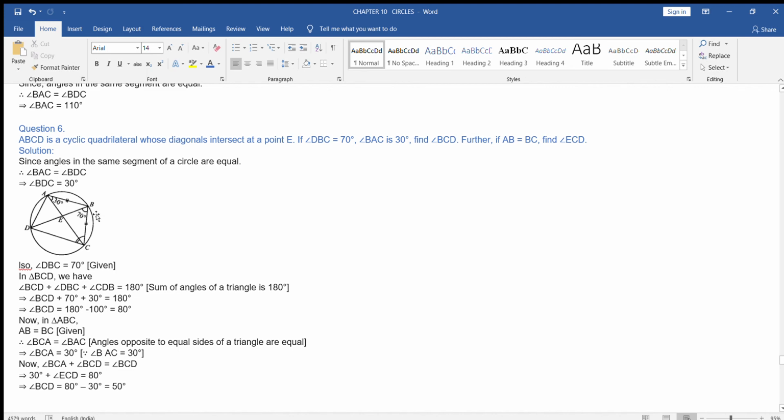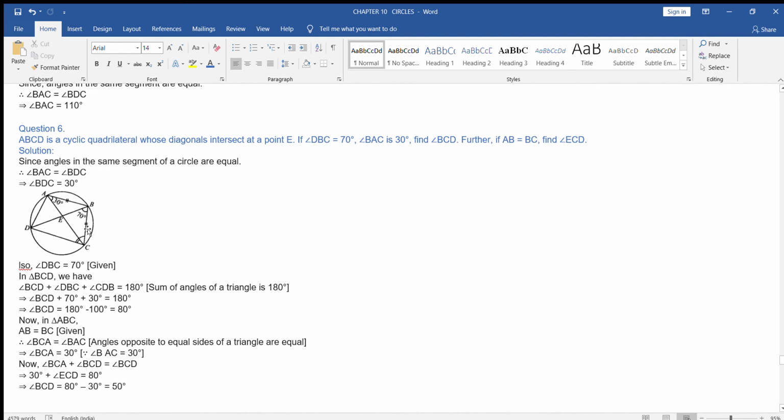Now let's see here, BAC and another one is BDC. If you see this, BC is an arc. This arc subtends equal angles. If this BAC is 30, then BDC will also be 30. Now in this triangle, we have 70 and this one we have 30. We can find out this C. This one will be 30 plus 70, 100, then 180 minus 100. This one will be 80. This one we have found to be 80.